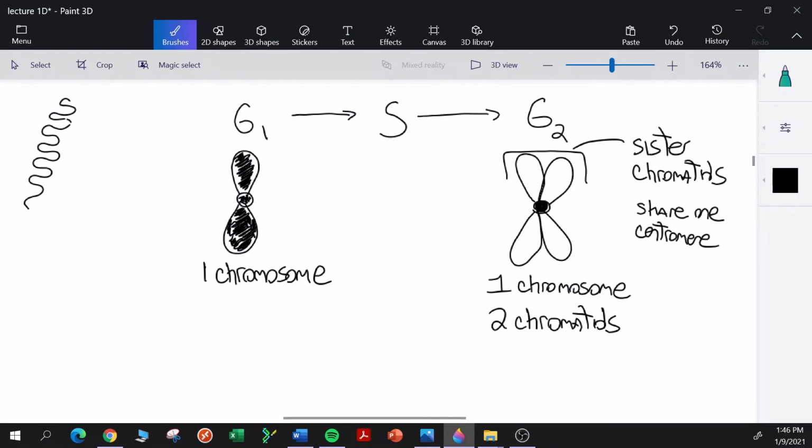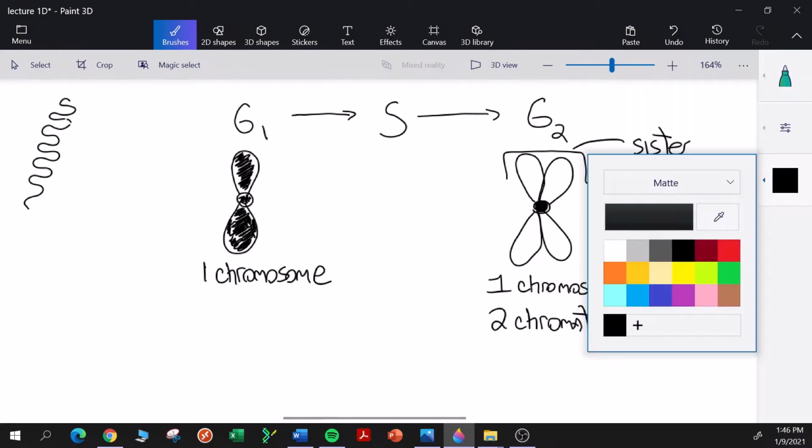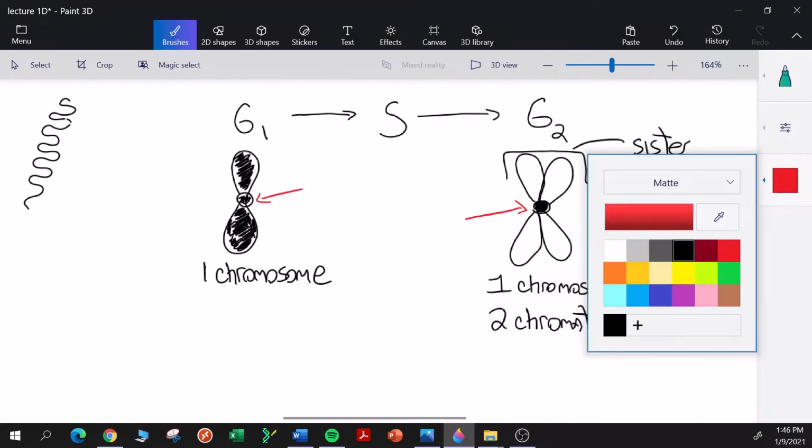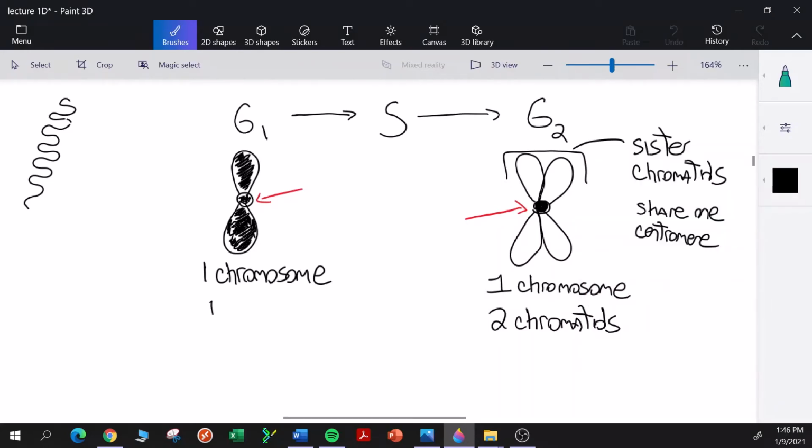And by convention, that's how we define chromosome numbers. We look at a cell under a microscope and we count the number of centromeres. So over here, we see one centromere, so that's one chromosome. Over here, we see one centromere, so this is one chromosome. These are both diagrams of single chromosomes. Now, to be complete, I could say this chromosome right here is made up of one chromatid.